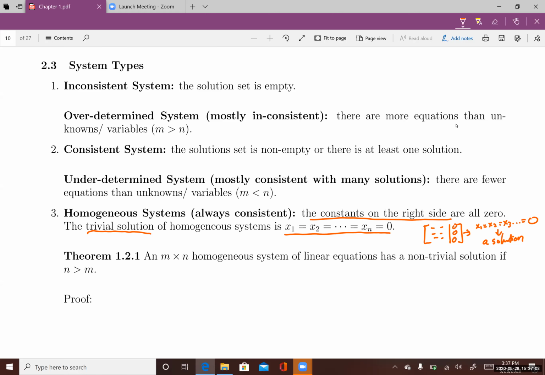Okay, this is the augmented matrix of a homogeneous system, and you can see that I don't care about the coefficient matrix. If the constant column is a zero column, then the system is homogeneous, and you know that the system is always consistent, with at least the trivial solution of zero. Okay.